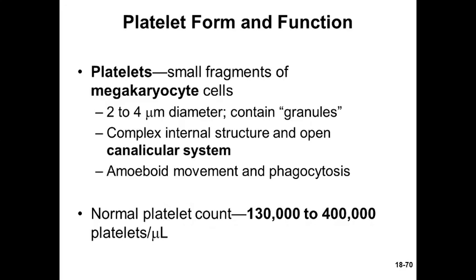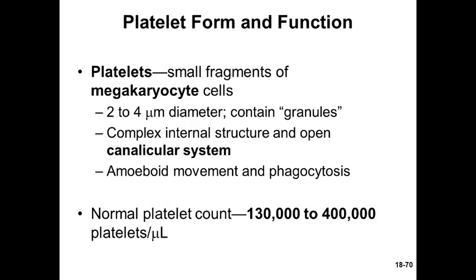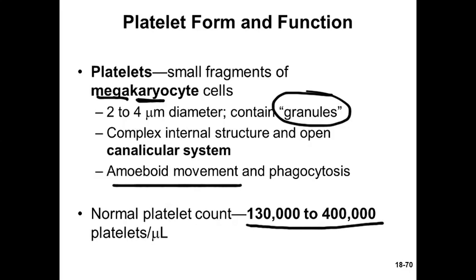Now, where do these cells come from? Or I shouldn't even call them cells. These formed elements, the platelets, are actually just small fragments of a much larger cell called a megakaryocyte. Now, megakaryocytes, as the name suggests, are cells that are large, with a very large karya, with a very large nucleus. The platelets themselves also contain granules, much like the granulocytes. They move by sort of an amoeboid movement, okay, and their normal numbers are between 130,000 to 400,000 platelets per microliter.